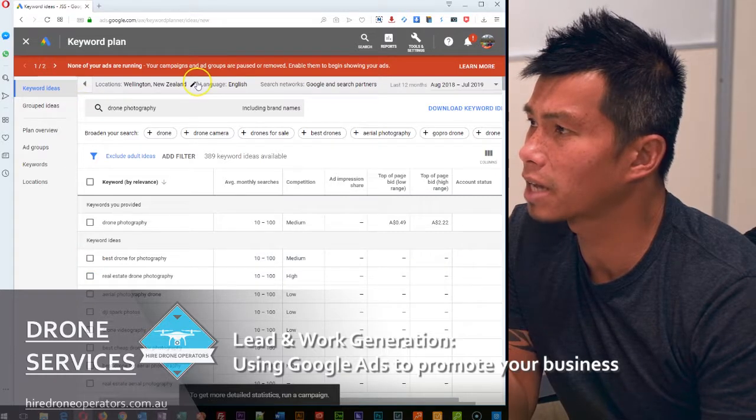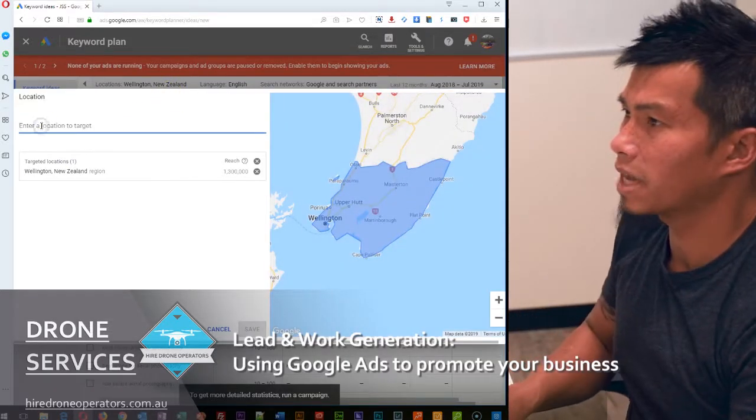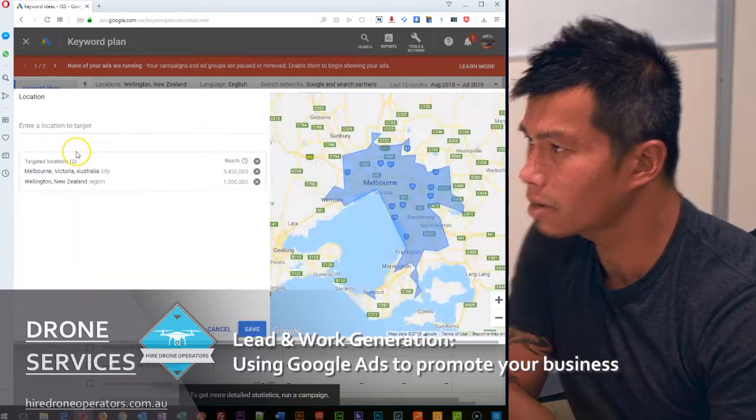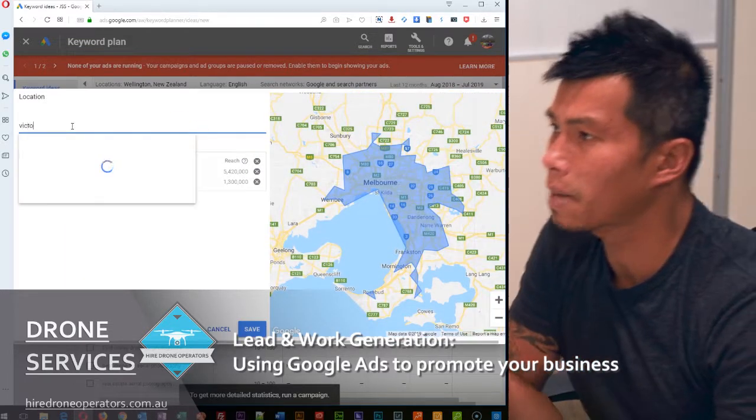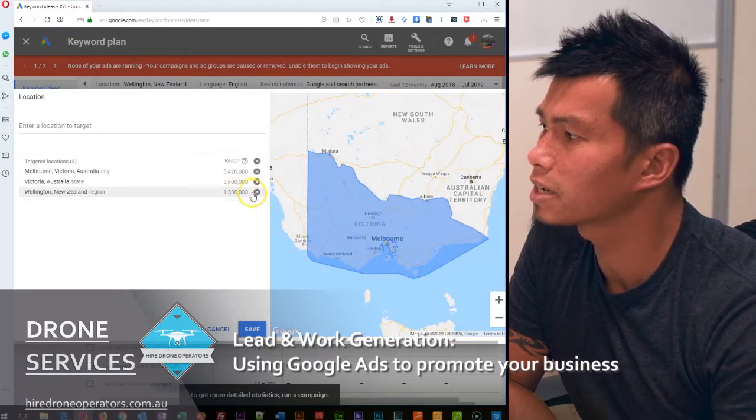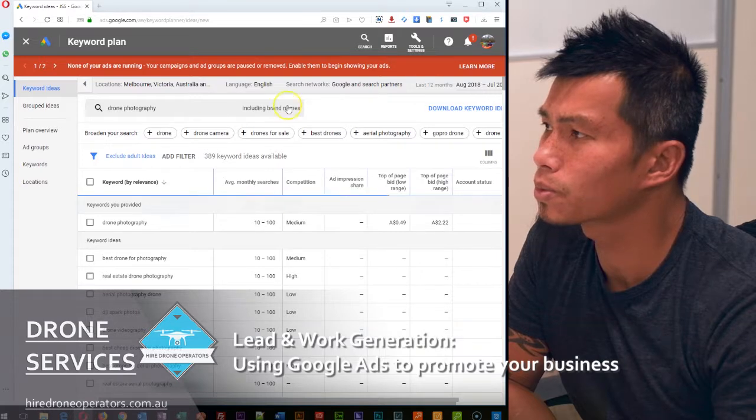So I'm going to change the location. Let's just, for example, say I am based in the city of Melbourne, Victoria. I search Melbourne. I'm going to change it to Victoria as well. I'm happy to travel through all my states. I'm going to remove Wellington here, it shouldn't be there, and Google's going to reset it for me.